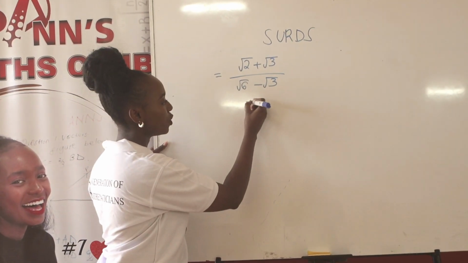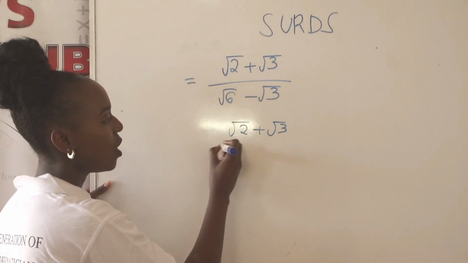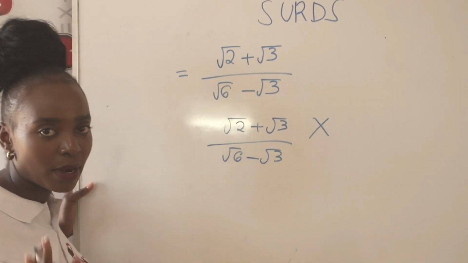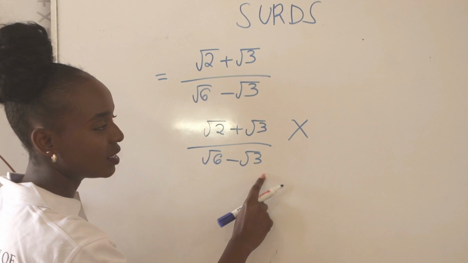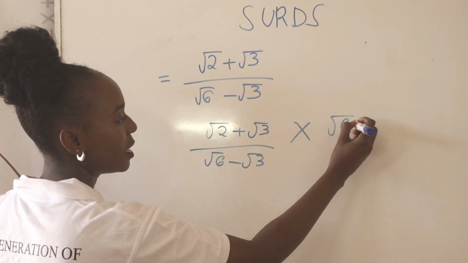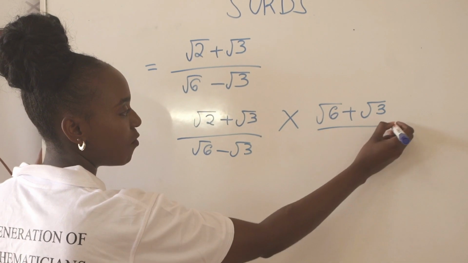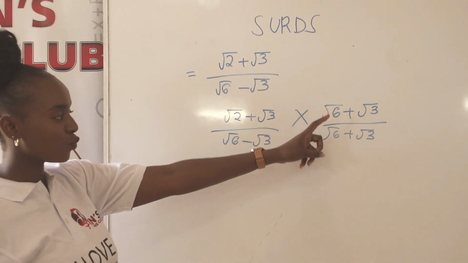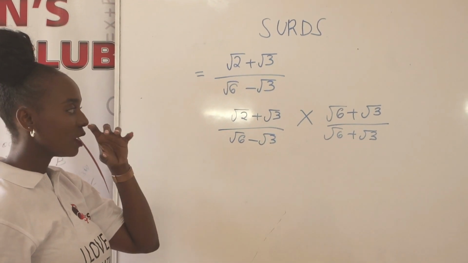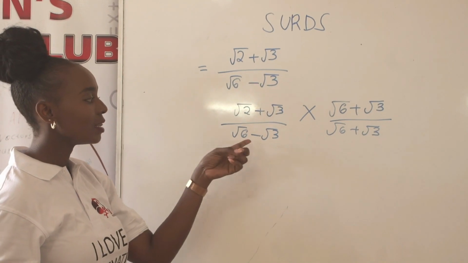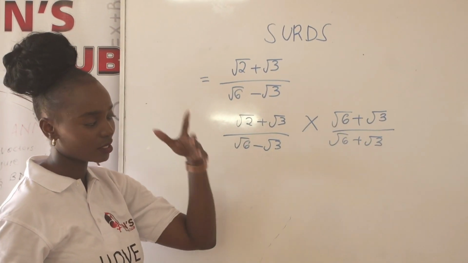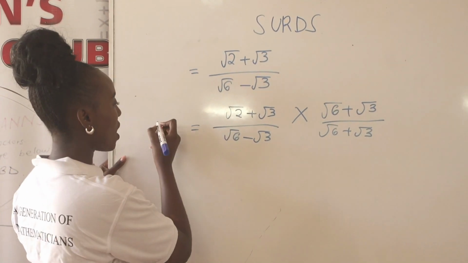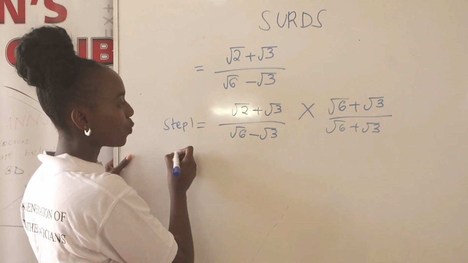But the main key thing here is you take the denominator, and you change the sign. For example, this is root of 2 plus root of 3 over root of 6 minus root of 3. So you come here and multiply with this denominator, but you change the sign, it becomes root of 6 plus root of 3 over root of 6 plus root of 3. Whatever you do in the numerator, you do in the denominator. So basically what it means, you take the conjugate, which is basically this, you change the sign, conjugate, that is what we mean. So once you've gotten it to be such, this is step 1.